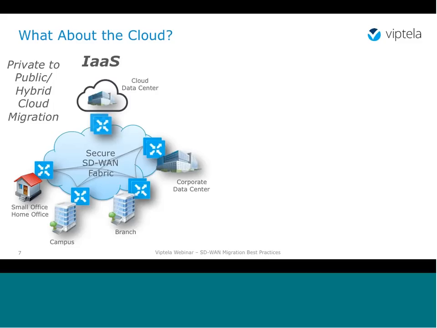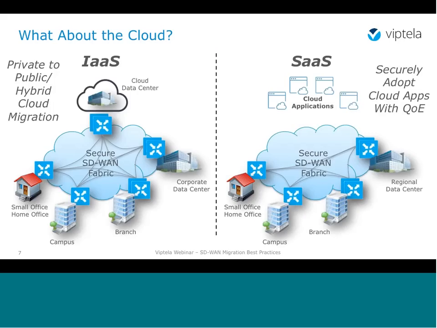So the most convenient way of doing that is by instantiating a virtual CPE device. You can think about this as a virtual Viptela VH device, which is residing directly at the cloud infrastructure, and it's becoming an integral part of your overlay. And now that cloud data center site basically becomes another location on your SD-WAN fabric. So this is a very, very easy, very streamlined way of incorporating infrastructure as a service environments into your SD-WAN fabric.